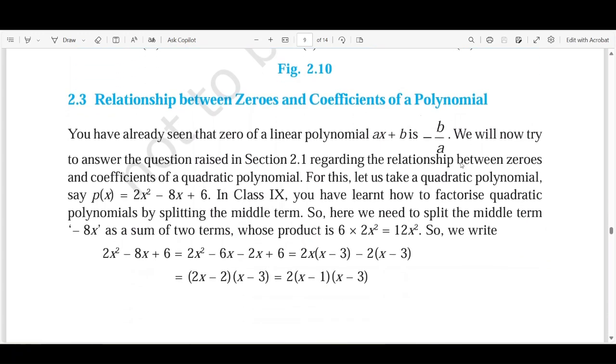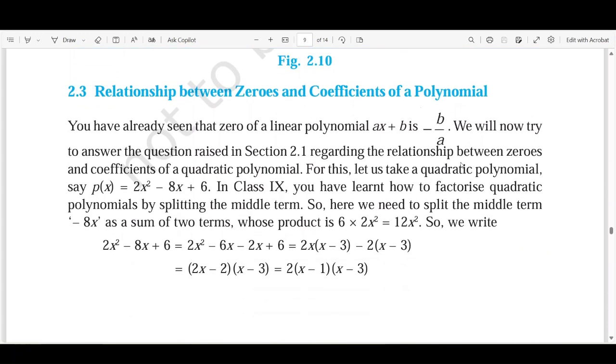Right? Next, moving on to section 2.3, relationship between zeros and coefficients of a polynomial. In the previous section, we discussed that for a linear polynomial of the form ax plus b, the zero of the linear polynomial is given by negative of the constant term divided by the coefficient of x. So, it's very easy for us to identify the zero for this linear polynomial. Now, in this section, we are going to concentrate on how to determine the zeros of a quadratic polynomial.